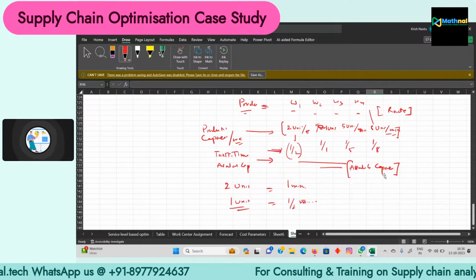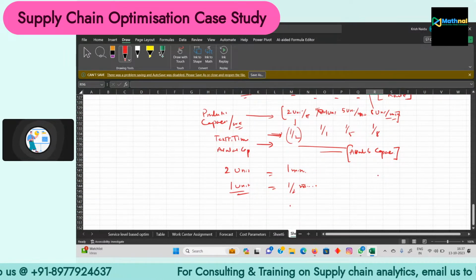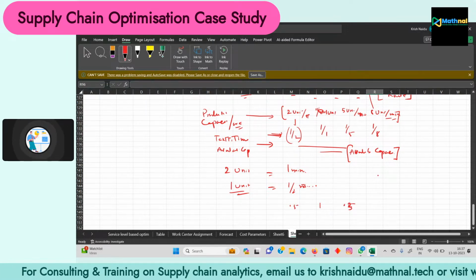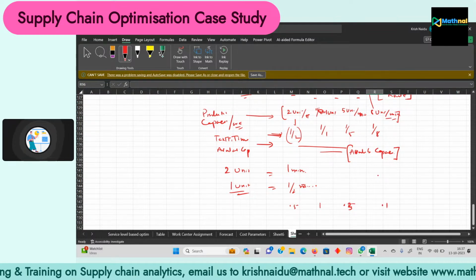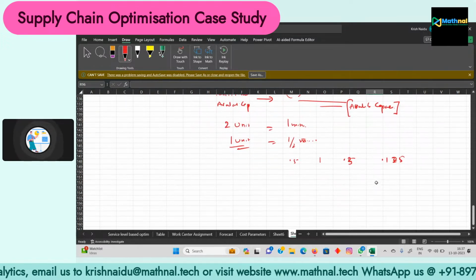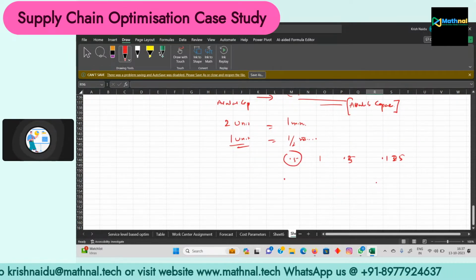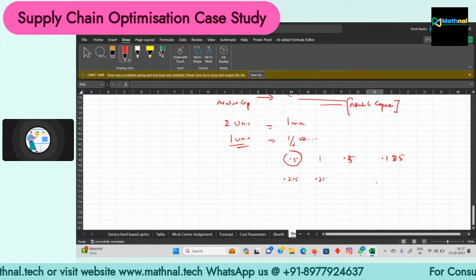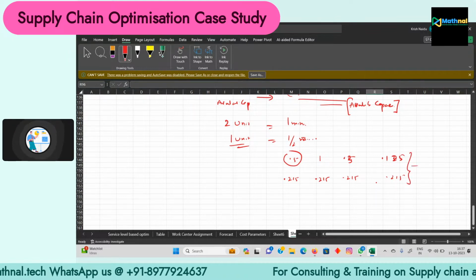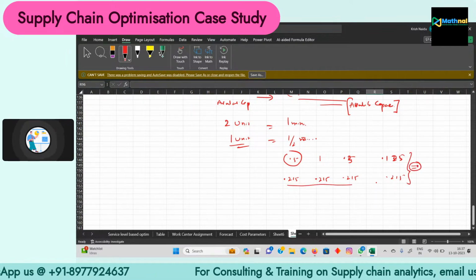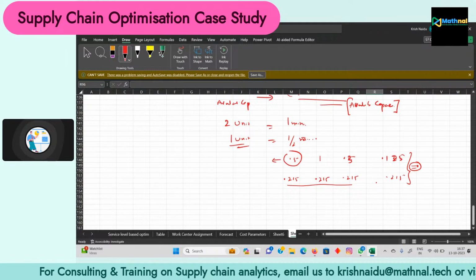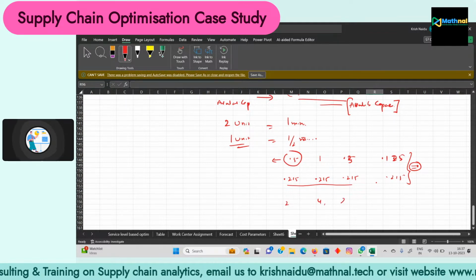Okay, if you look here, 1 by 2 is how much? 0.5. 1 by 1 is 1 minute. 1 by 5 is 0.2. 1 by 8 is around 0.12, right? So if you look at here, these are more than the takt time. The takt time is 0.215. Only the last case is matching. But the other three work centers are not matching. Here it is taking twice the time, here four times, and this is twice, right?